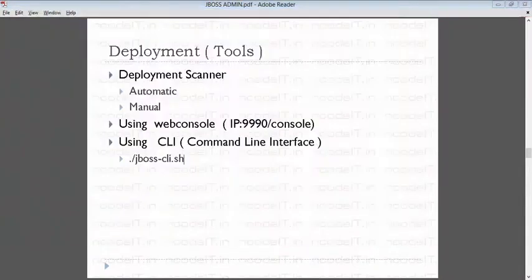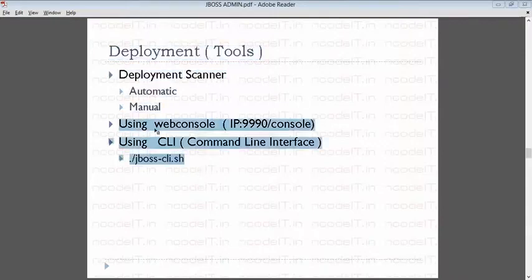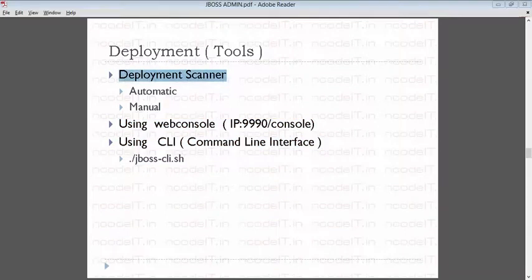Okay, let's see the deployment now. Now you can deploy an application in three ways. One is from the console, one is from the command line, and there is something called a deployment scanner. The deployment scanner is something where JBoss keeps monitoring a directory.